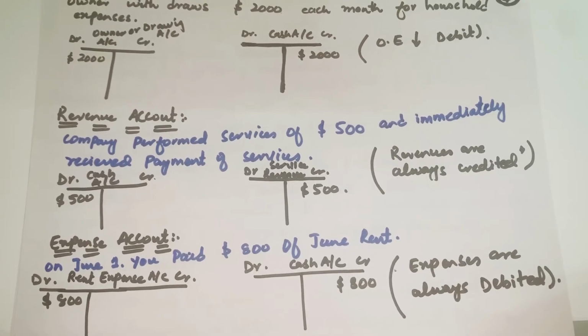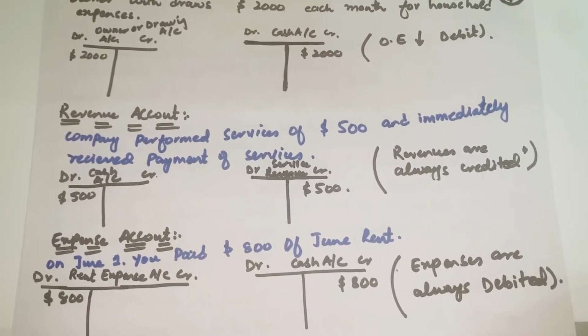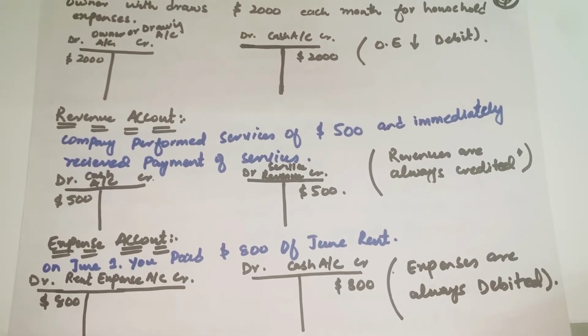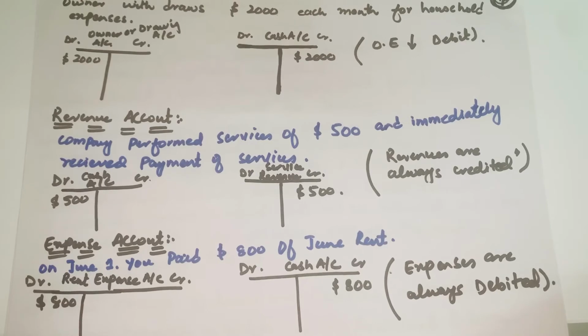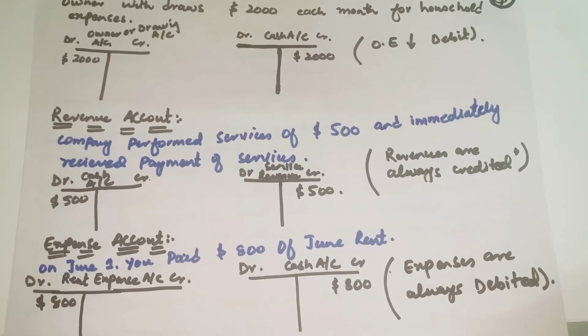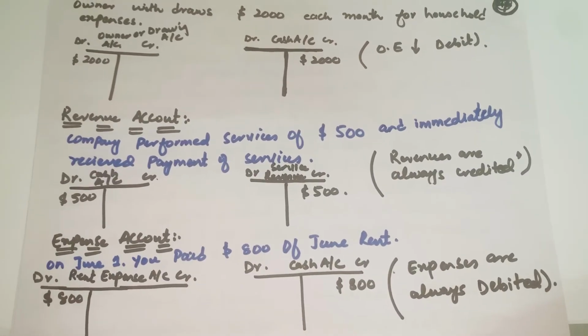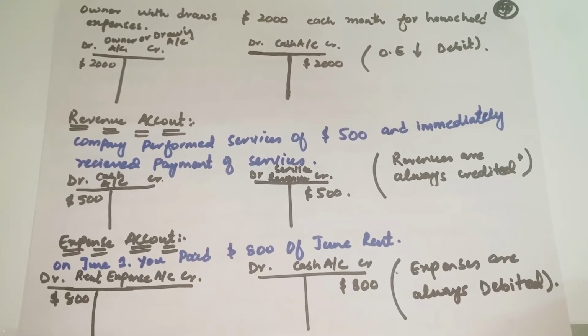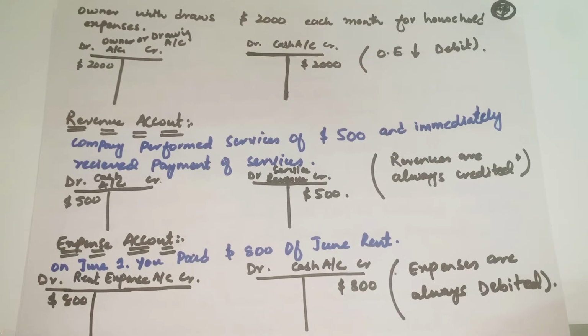So we will write the cash account 500 on the debit side of the T account, and on the other hand, the services account or the revenue account will be credited by 500. And as we say that revenues are always credited, so we will write the revenues on the credit side of the T account. For the expenses account, on June 1 you paid $800 of June rent.